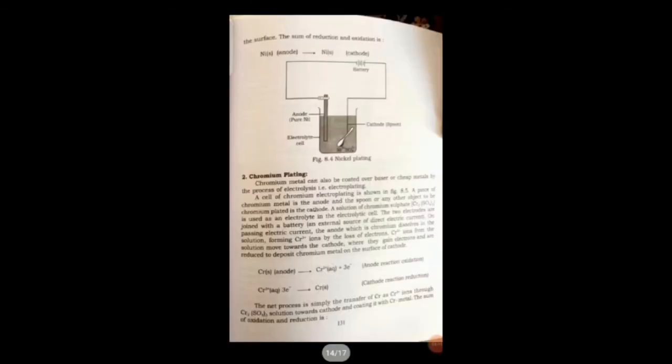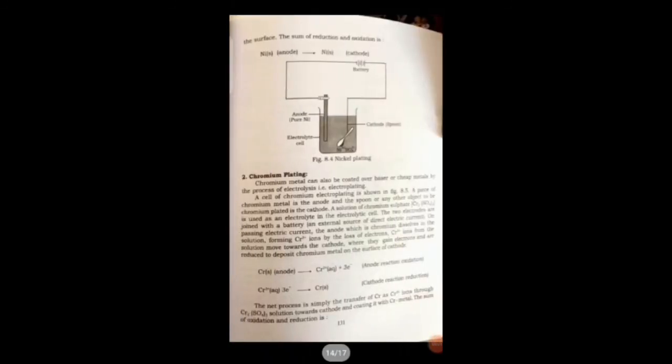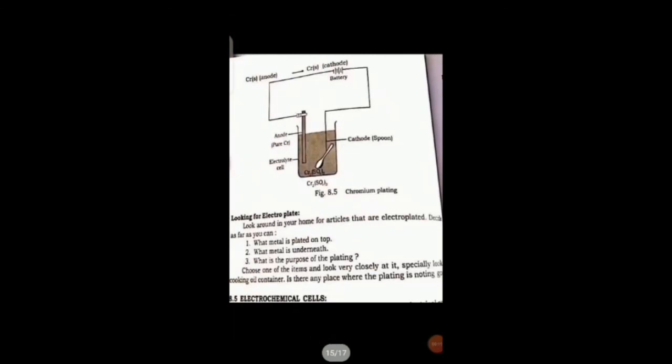Chromium plating is the same as nickel plating. You will see over here on the cathode there is a spoon, and at the anode pure chromium is present. Current starts flowing, and pure chromium dissolves into the electrolytic solution, then goes to the cathode. In the same way, reduction takes place, and pure chromium is obtained at the cathode. This is all the reaction going on here. This is the process for chromium plating.